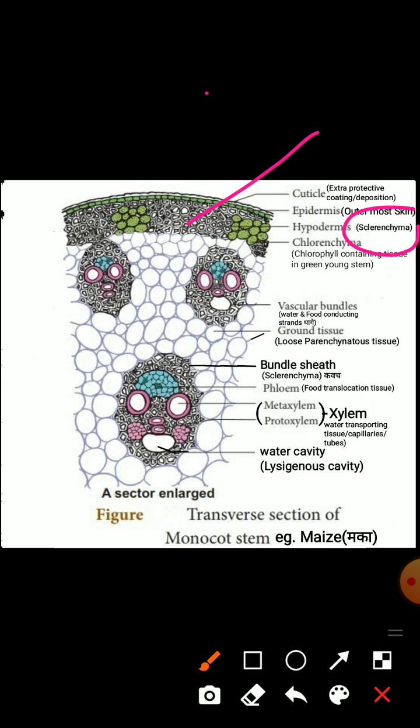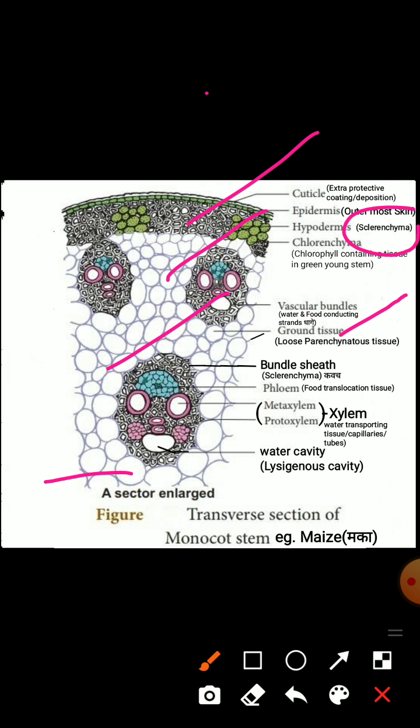Now below the hypodermis there is a ground tissue. This is the ground tissue over here. Below the hypodermis, up to the central part, the core of the stem, all around there is ground tissue.